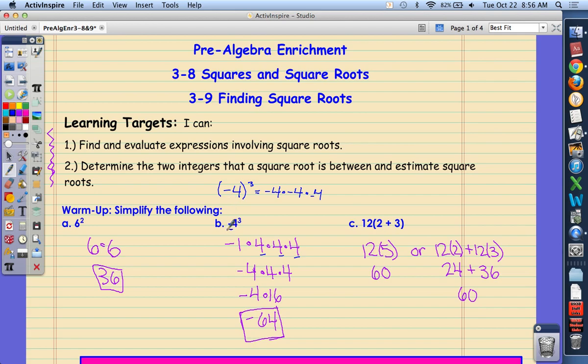And the last warm-up, I did it 2 ways. You could do order of operations and add what's on the inside first and then multiply. You could also use the distributive property. It doesn't matter which way you do it, although the order of operations is a little shorter in your work. Both get you 60.